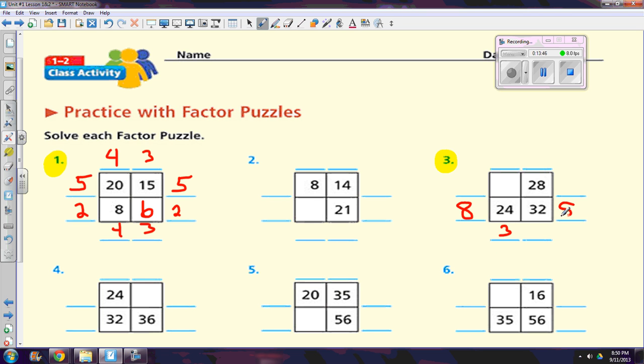8 across. 32 divided by 8 is 4. Remember to bring it up. Bring it up. 28. 4 times what number is 28? 7. Bring it over. 3 times 7 is 21. And you have your factor puzzle for number 3 solved. Make sure you get both of them copied in your notebook.